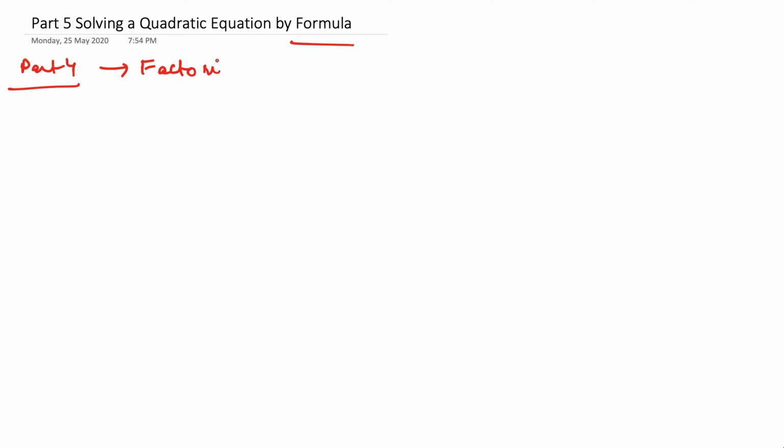Now factorization is by far the easiest method to solve a quadratic equation, and it is also one of my favorite methods. But there are times and occasions wherein you cannot break down a quadratic equation into factors, because the factors are so complicated. In that scenario you are left with no other method but the standard formula.